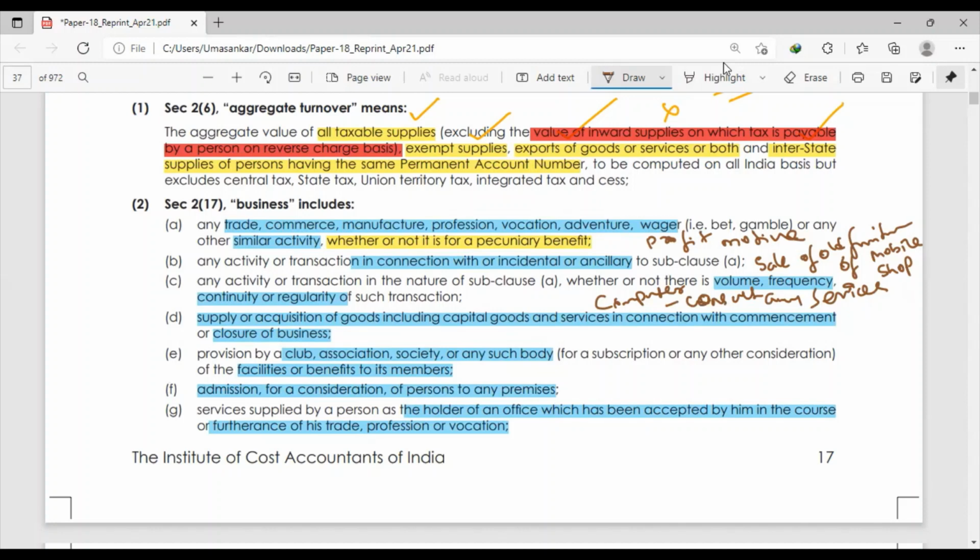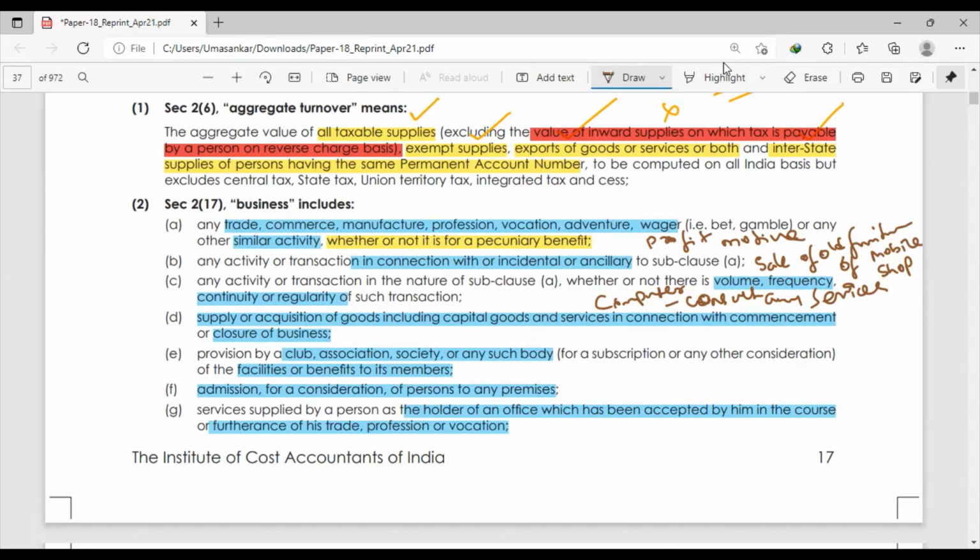Next point. Next one is provision by a club or association or society, any society body which gives facilities or benefits to its members. Like sports facilities, such as a swimming pool, table tennis, cricket, then a cafeteria. All these facilities are examples of benefits given by a club to its members.